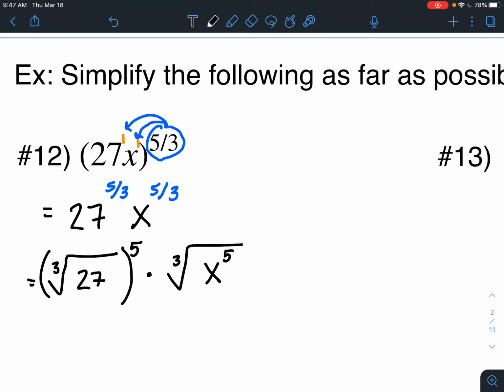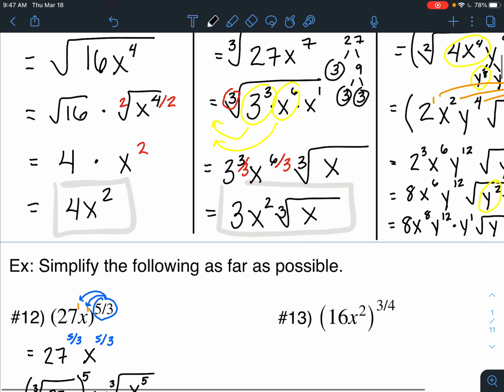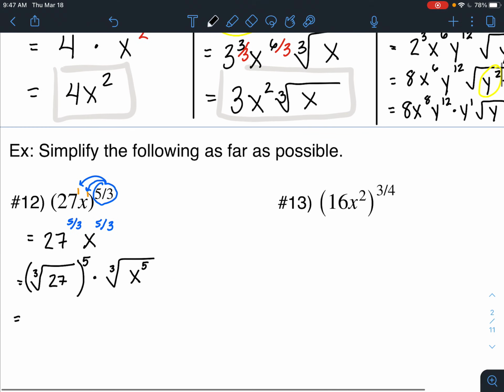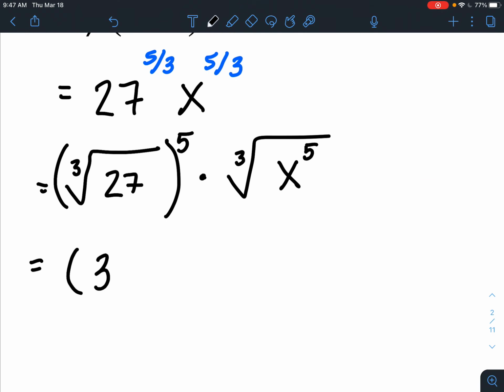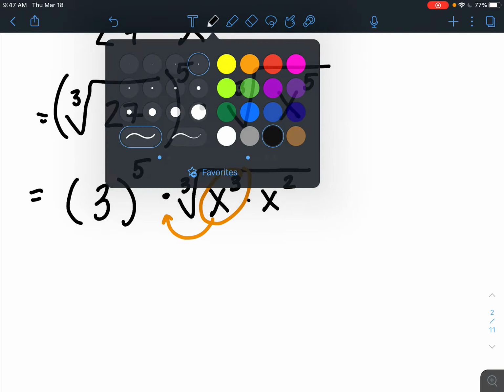So for the numbers, I like to apply the exponents second. For the 27, I don't want to raise 27 to the 5th power and then take the cube root because that seems awful. But for the x's, it's a little easier. The cube root of 27 is 3. We saw that up above in example 10, when we broke down 27 there. So this is going to become 3 to the 5th power. And then here I have a cube root. I'm going to break x to the 5th up, so it's x cubed times x squared, because now I can bring out my x cubed since that's divisible by 3.